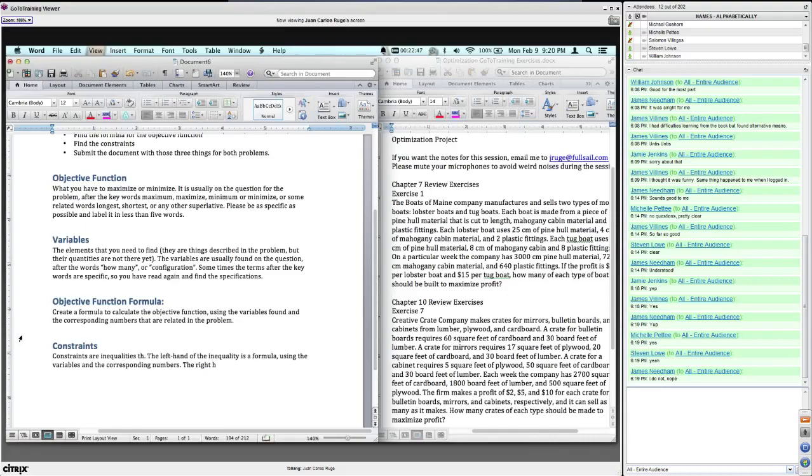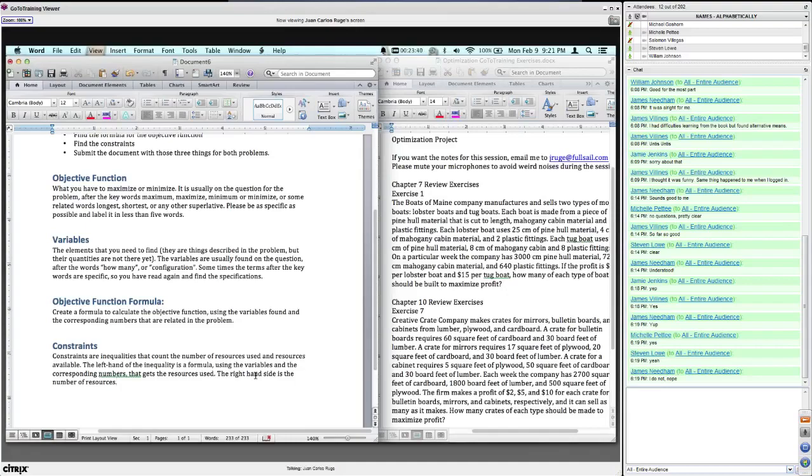Well, constraints are inequalities that count the number of resources used and resources available. So the left-hand side of the inequality is a formula using the variables and the corresponding numbers. It's a formula that gets the resources used. And the right-hand side is the number of resources available. So remember, constraints count resources. Okay, so those are the four basic things that you need.